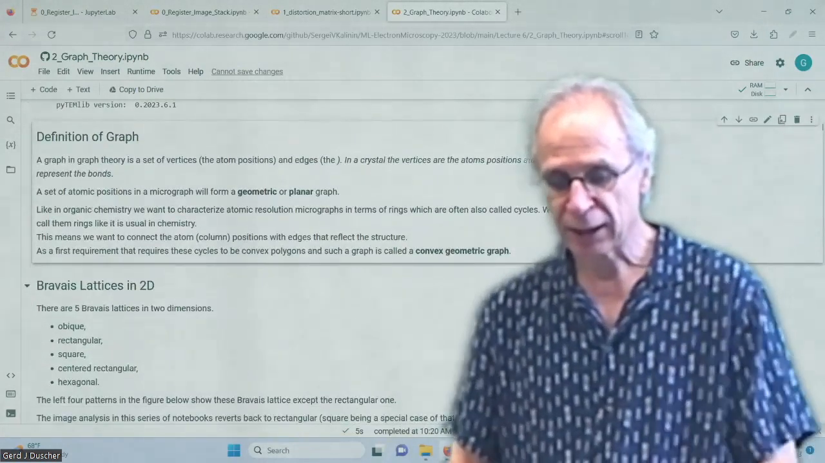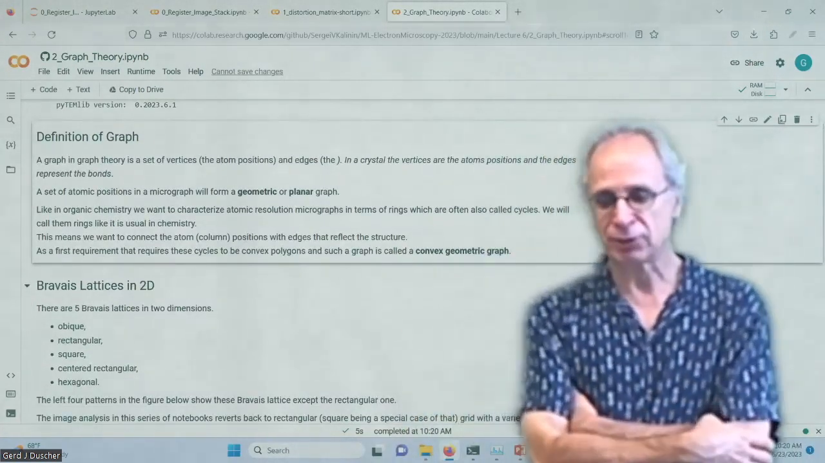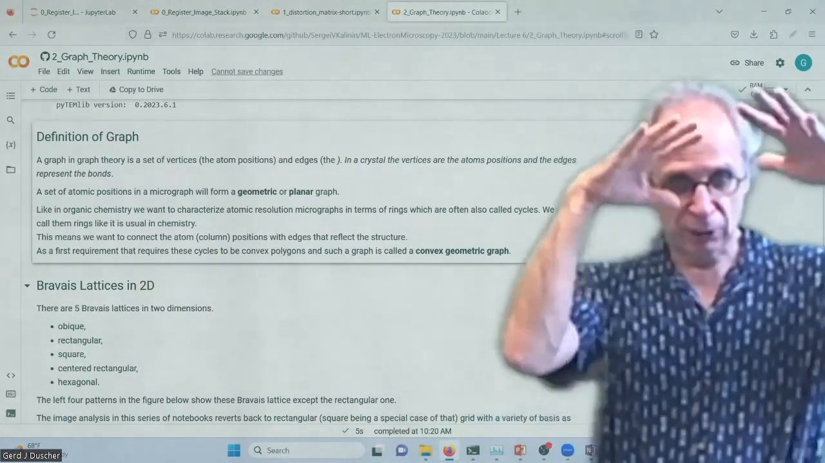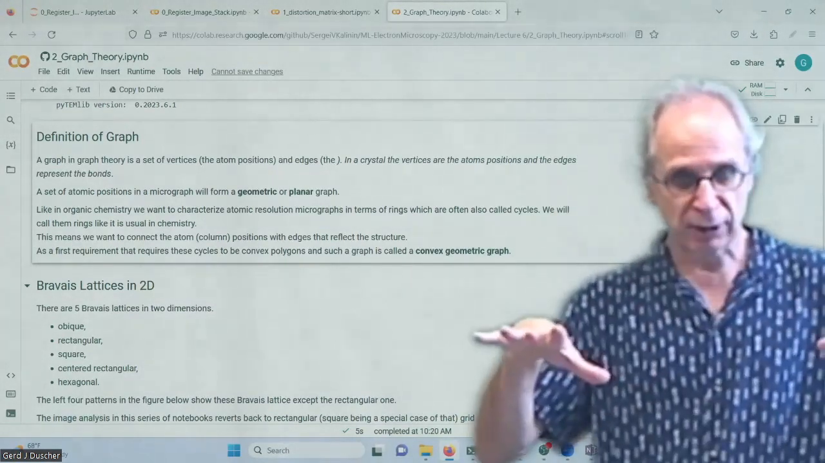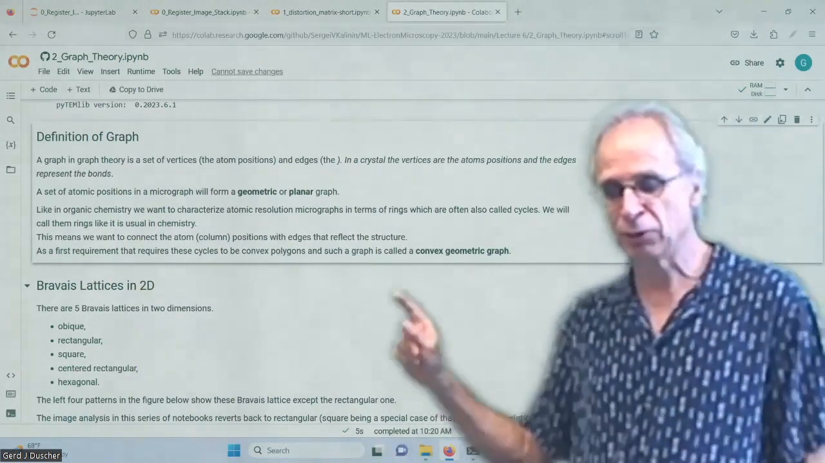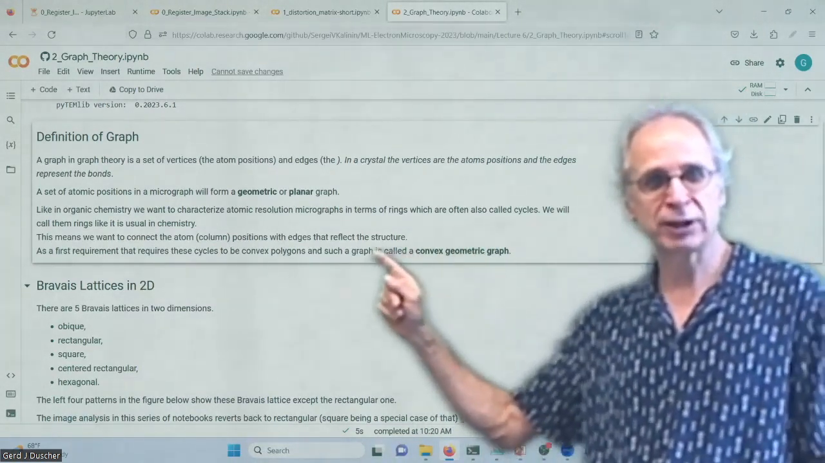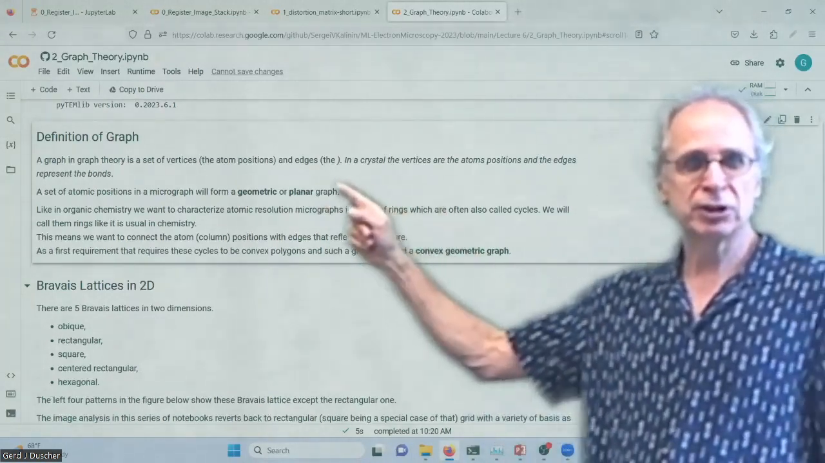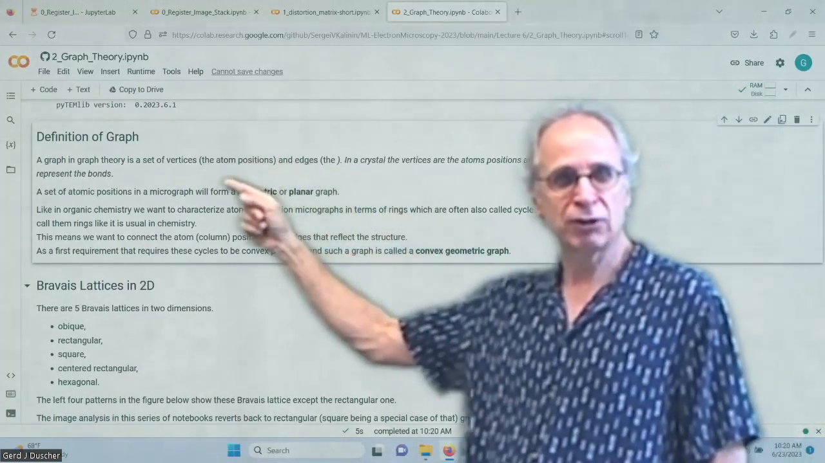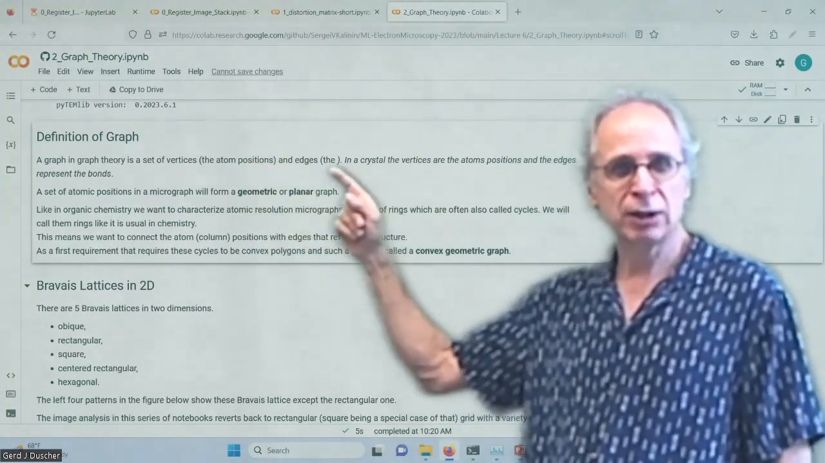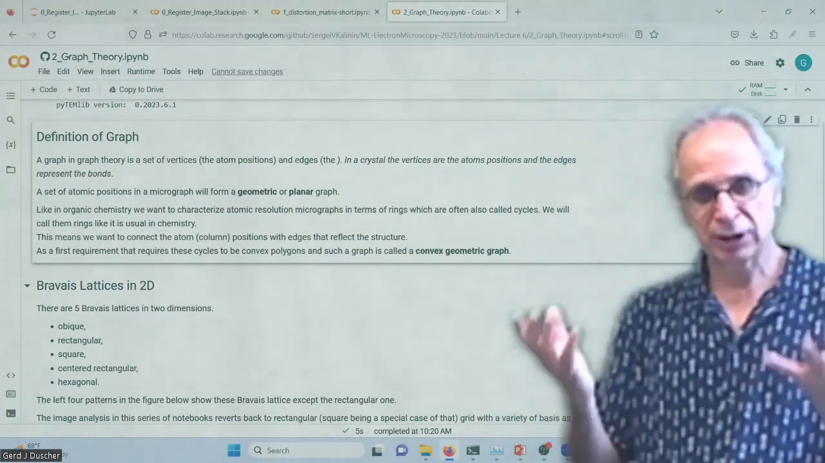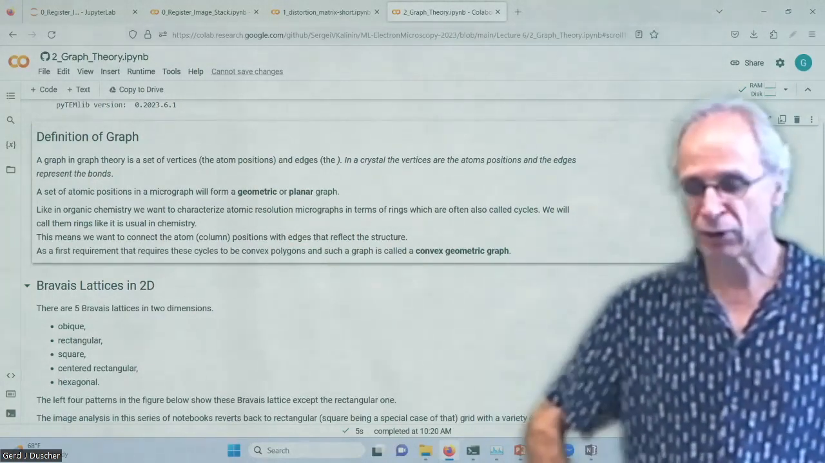Okay, and so now we are looking for graphs: the atomic positions or projections. So we have a planar graph, which is good to know. A geometric or planar graph is what we see. The vertices or nodes are the atom positions. Generally, the edges are either, as we saw, the unit cells or the bonds.